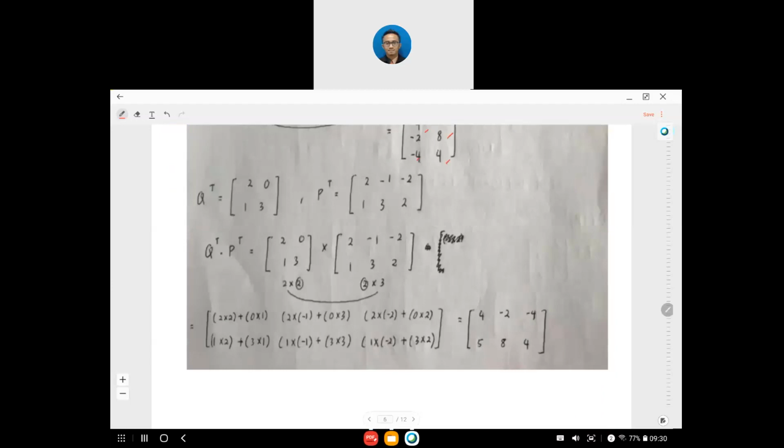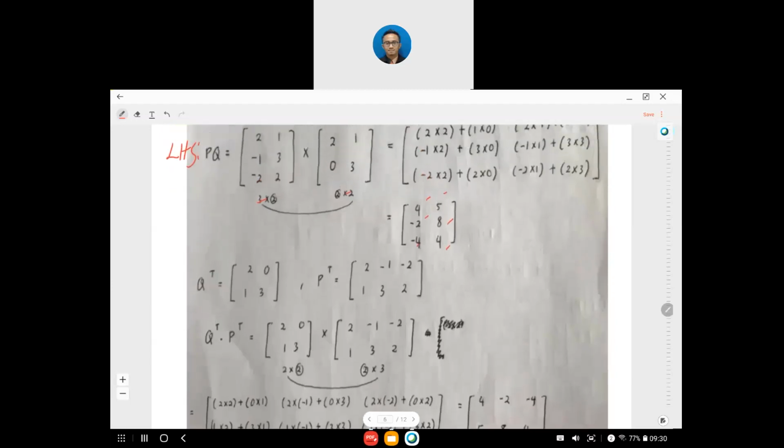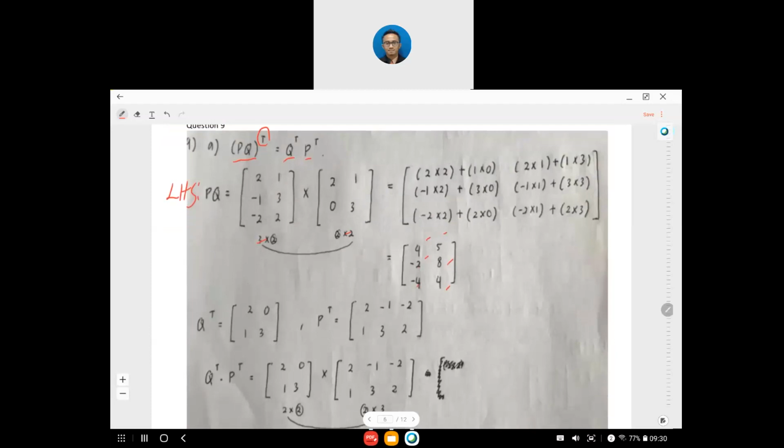And then, where is the transpose? So, after you times matrix P times Q, you must first find what is PQ transpose. Okay, because this one is just matrix P times Q. So PQ transpose, okay, PQ transpose becomes 4, 5, negative 2, 8, and then negative 4, 4. Okay, this one is for the left hand side.